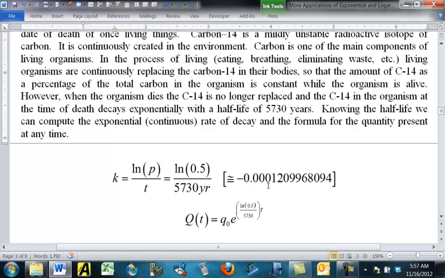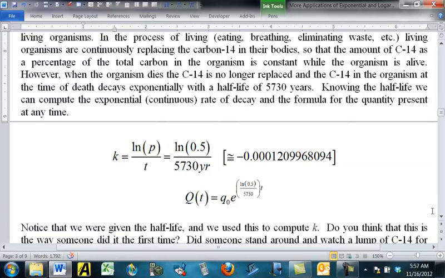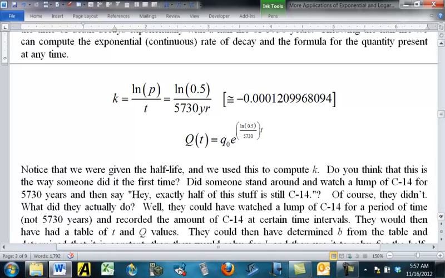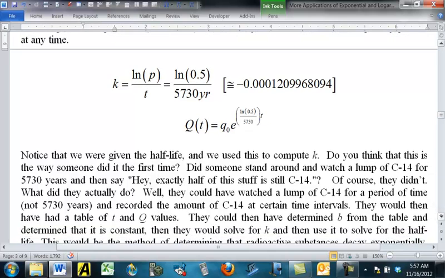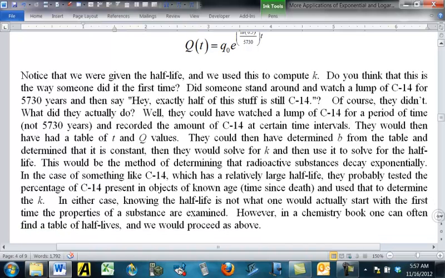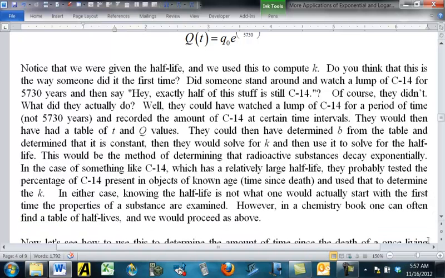So about 0.012% per year. Now, let's think about this just a minute. We were actually given the half-life in this problem. Do you think that's really how it worked out in the real world? Do you think somebody sat around watching a lump of carbon-14 for 5,730 years and said, hey, half of this is left? Well, of course they didn't do it that way.